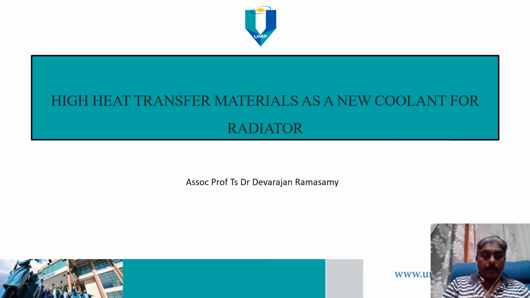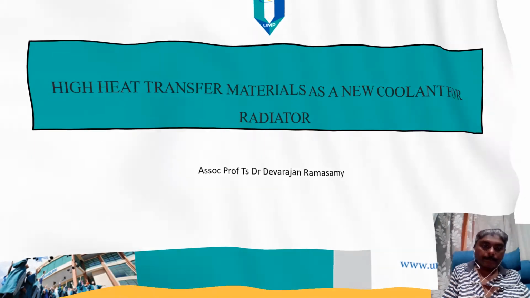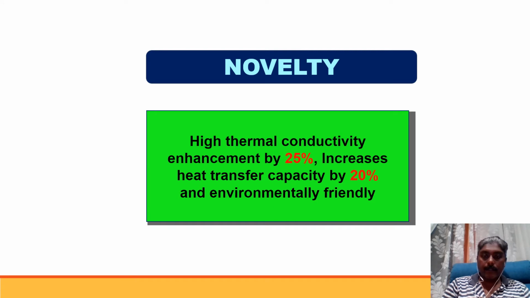Okay, we will add graphene into a new heat transfer material as it has more than 1000 watt per kelvin. It can produce instant heat transfer and remove heat capacity at a higher rate, and also store the heat in the ethylene glycol. As such, the product will have higher thermal conductivity of 25%, and it increases the heat transfer capacity by 20%.